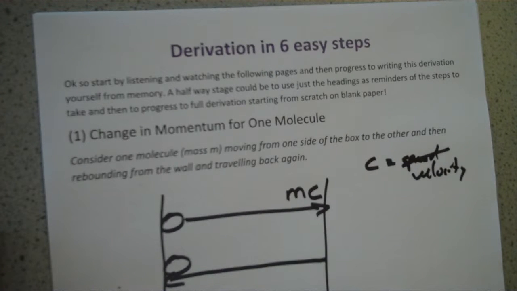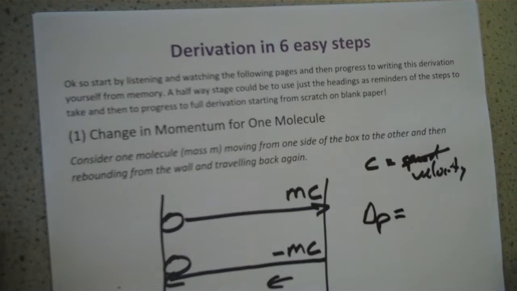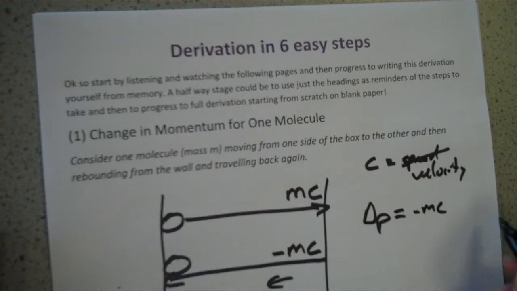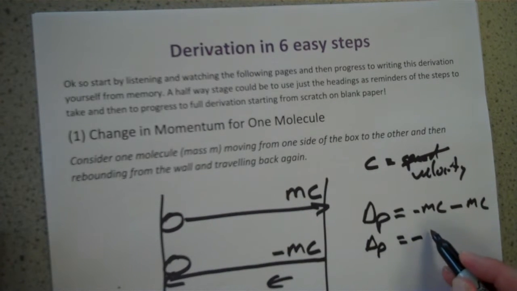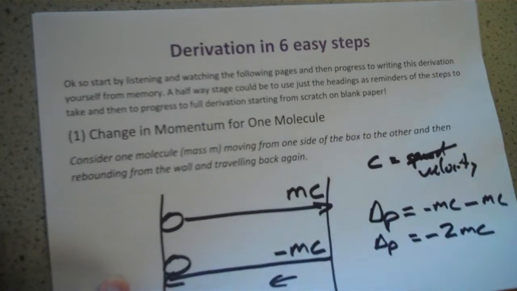So its momentum is mc going that way, but when it bounces back and comes back this way, it's minus mc, because the velocity has changed direction, and as you know it's a vector. So the change in momentum is final minus initial: the final momentum is minus mc, minus the initial momentum, which is mc, so the change in momentum is minus 2mc. That's the first step: the change in momentum of one molecule when it hits the wall and goes back.